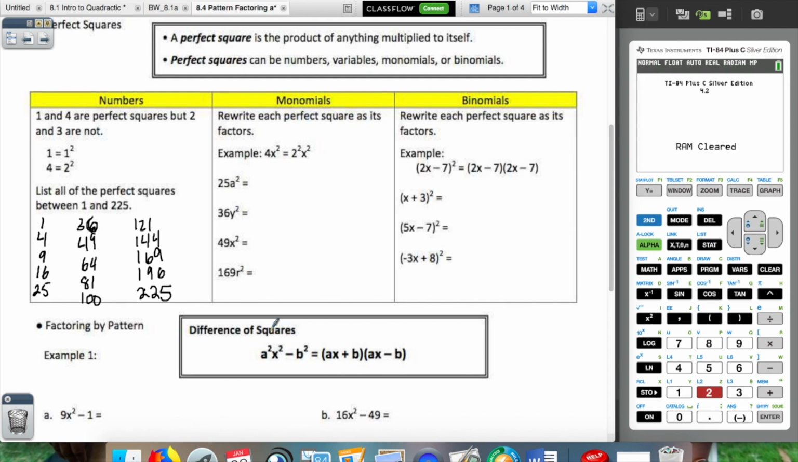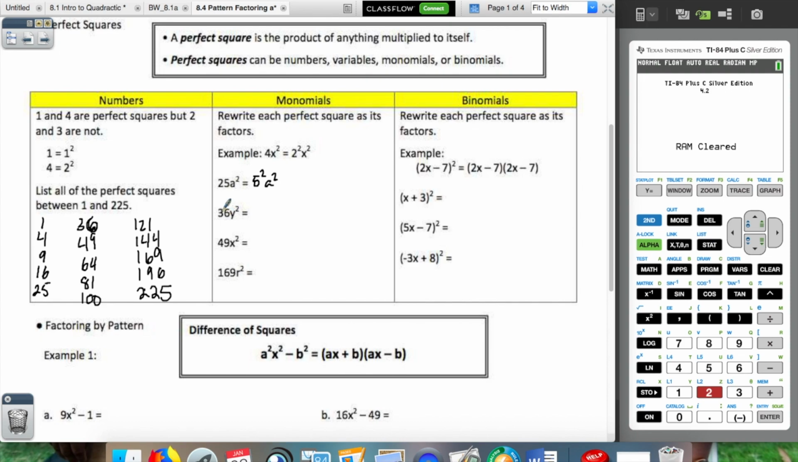There we go. All right, now let's look at monomials. We probably never thought of a monomial being a perfect square, so let's look at them. One example is 4x squared. Pretty much, a monomial is a perfect square when you have a perfect square coefficient and then a variable that's squared. So let's look at the next one. We have 25a squared. What squared gets us 25? Well, that's 5 squared. And then, of course, we've got a squared.